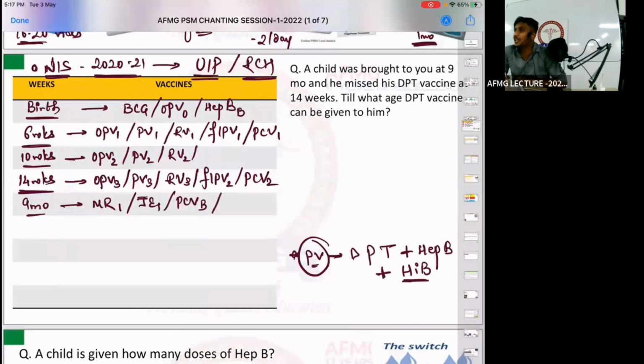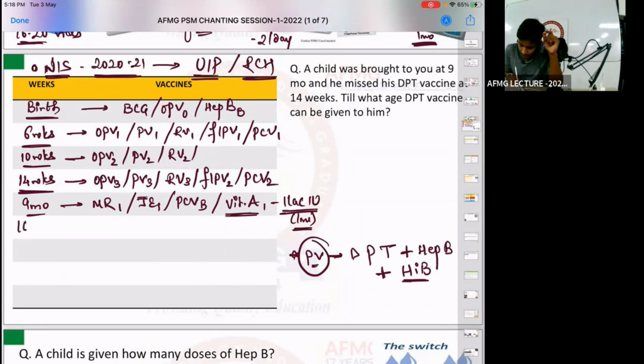And lastly, though it is not a vaccine, we will start vitamin A. Vitamin A ka first dose. And vitamin A ka first dose is how much? 1 lakh international units. How many ml? 1 ml. So the concentration is 1 lakh international units per ml in India. Okay? So either they will give you 1 lakh international units or 1 ml. It is one and the same thing.